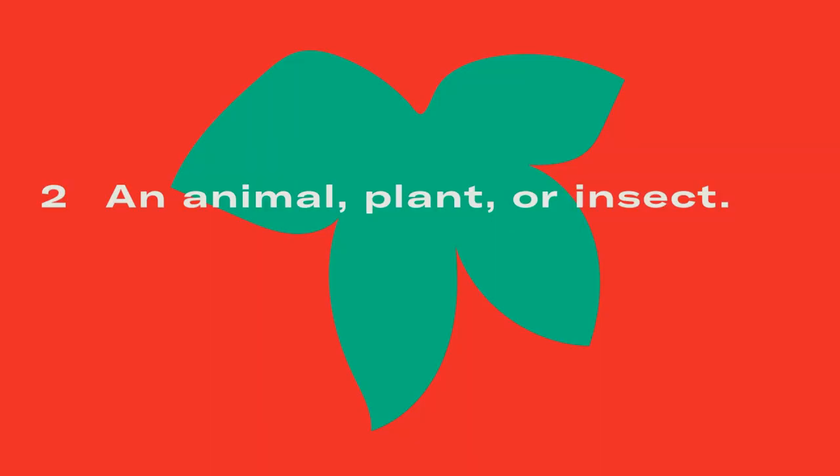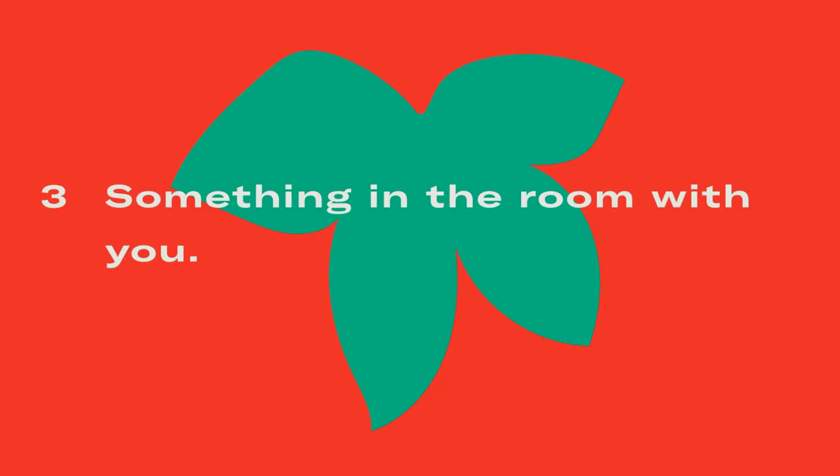The second thing is an animal, insect, or plant. So you can choose anything. It can be the first one that pops into your head. It can be your favorite animal, whatever you like. The third thing is something in the room with you right now. It could be a shoe, it could be a pencil, it could be a book, it could be a pillow.